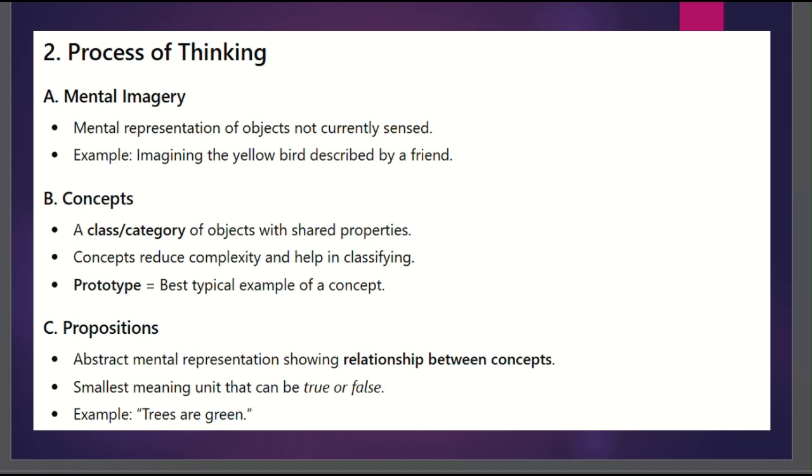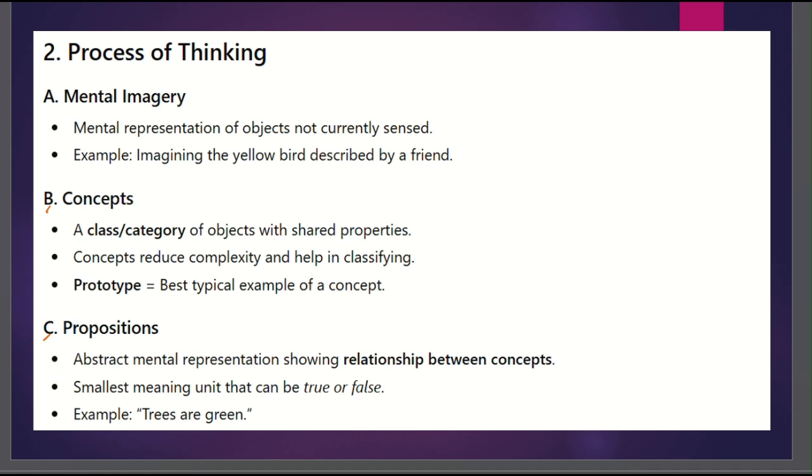Thinking uses 3 tools. Mental imagery is the picture in the mind. A concept is a class of objects that share properties. A prototype is the best example of a concept. A proposition is the smallest meaningful unit that can be true or false.